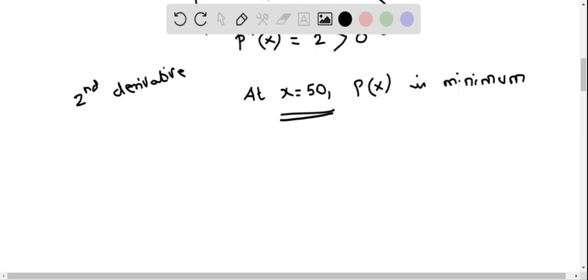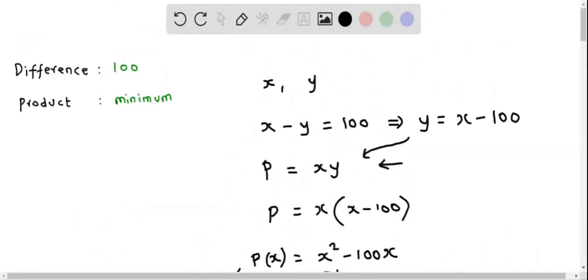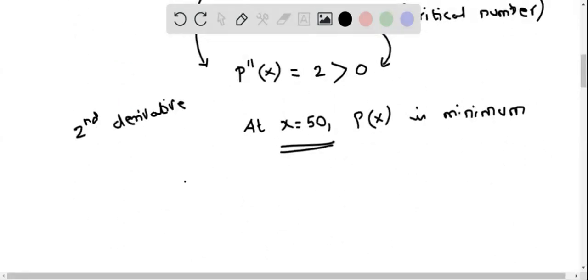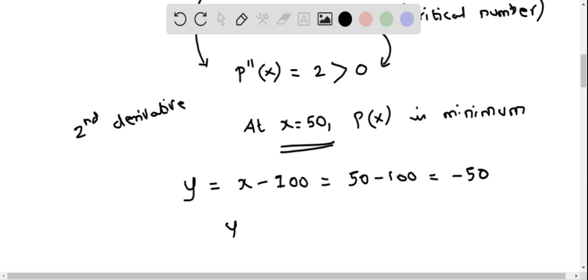So we determine the one of the numbers x equal to 50, and this means we can determine the second number, which is given by y equals x minus 100. So let's find the second number, y equals x minus 100, and this equals 50 minus 100, and this equals negative 50. So we determine the second number, y equals negative 50.